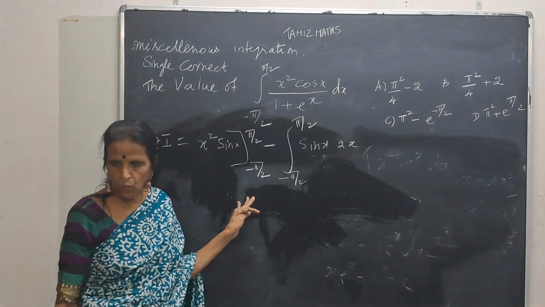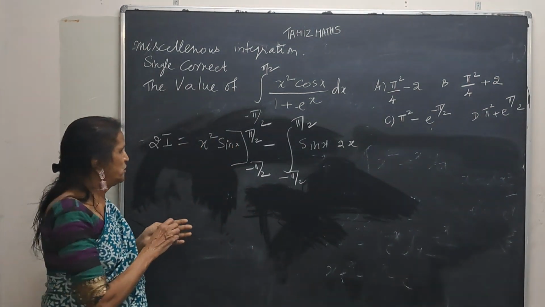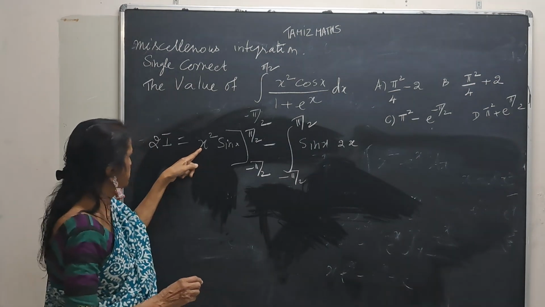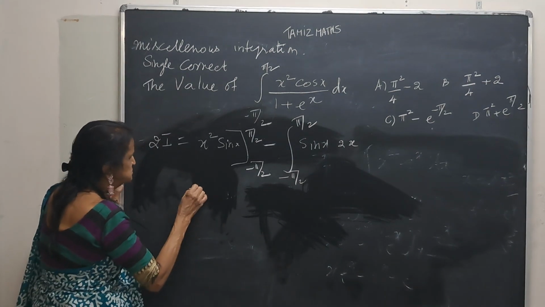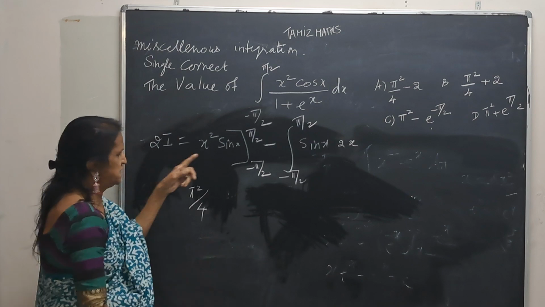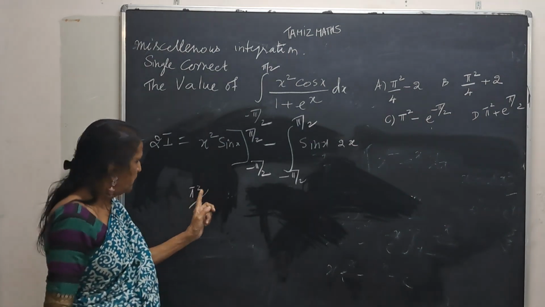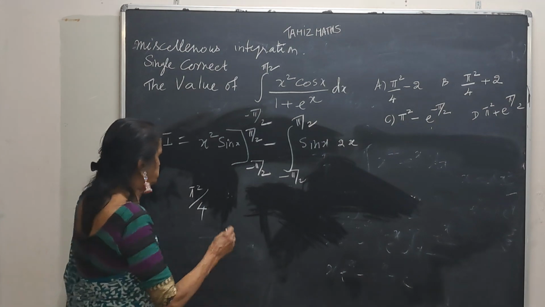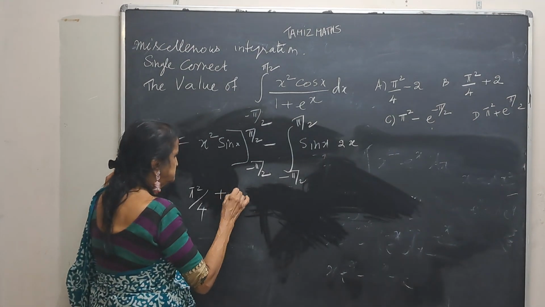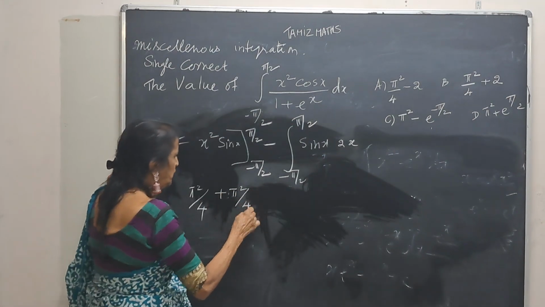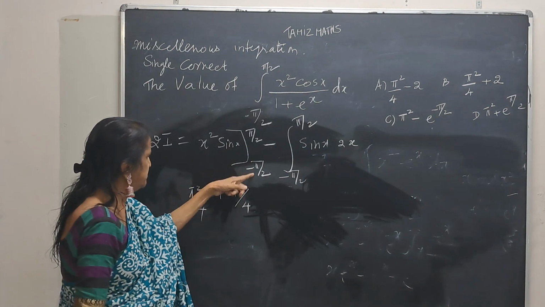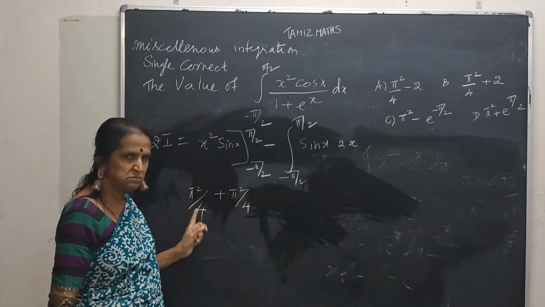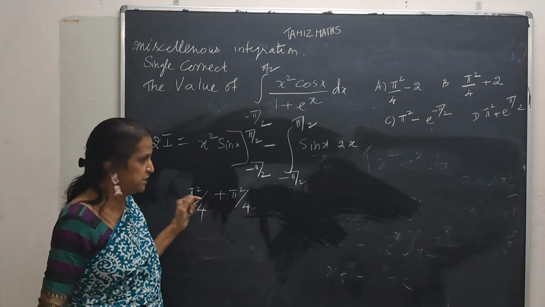Now let's see how we will go about this. So now substitute the limit here. Pi by 2, so pi square by 4. Sin pi by 2 is 1. Minus pi square by 2. Why did I put plus? Because sine of minus pi by 2 will be minus 1. So, I hope I am clear to everybody.